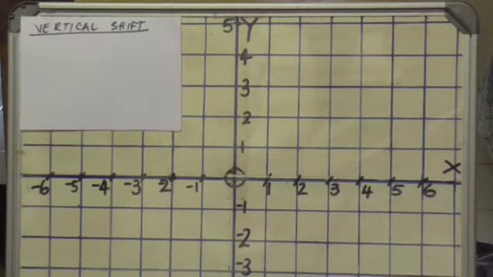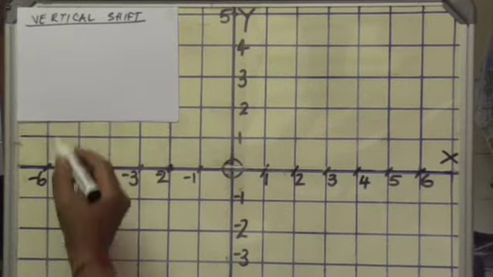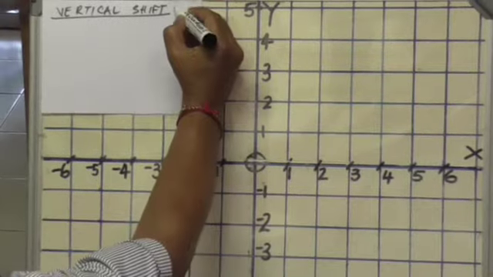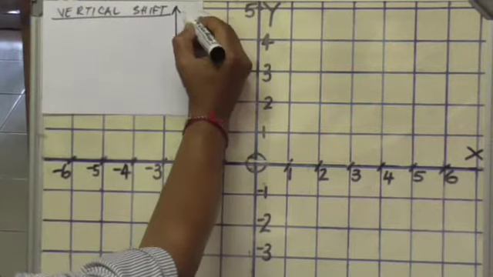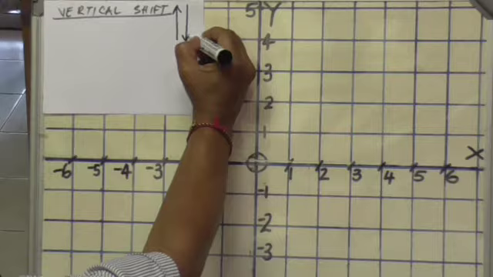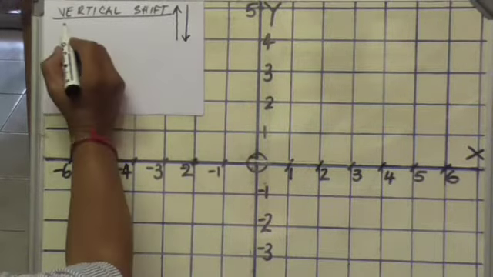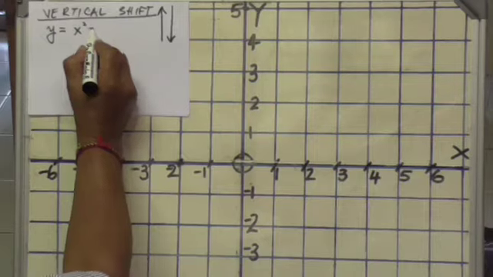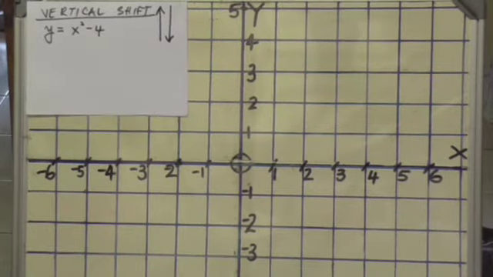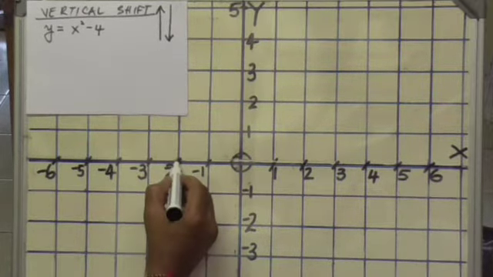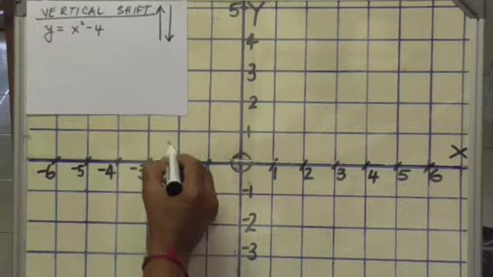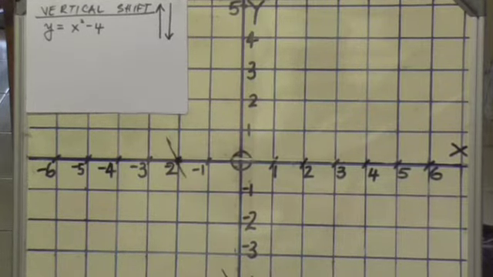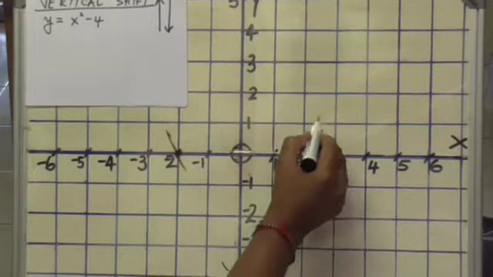Hi, welcome. What we're doing now is we're talking about vertical shift of a parabola. Vertical means a graph goes up or it goes down. So let's take an example. Suppose we have the graph of y is equal to x squared minus 4. So let's draw the graph of x squared minus 4. It will go through here, it'll turn here and it'll go through here.